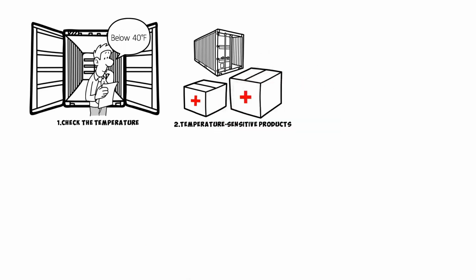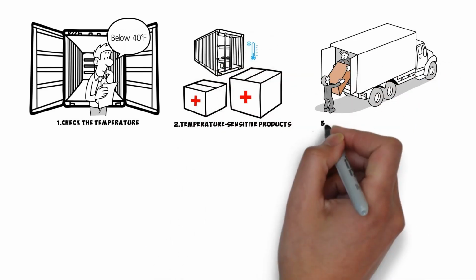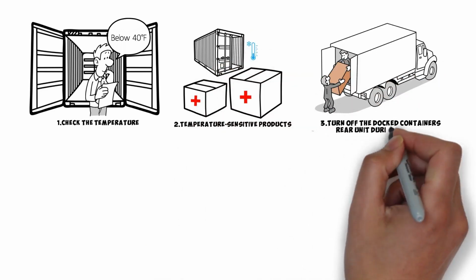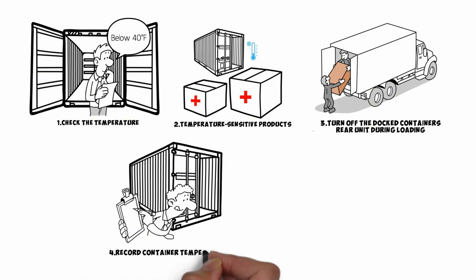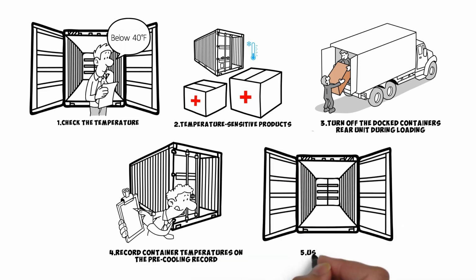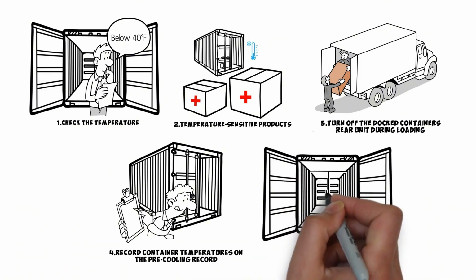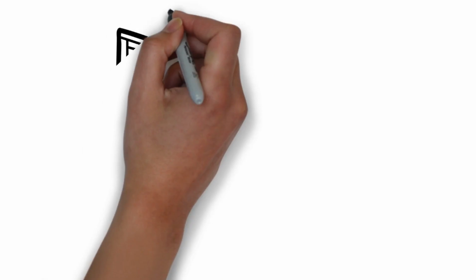Temperature-sensitive products must never be loaded on non-temperature controlled docks. Turn off the docked container's rear unit during loading. Record container temperatures on the pre-cooling record. Use bulkheads. These help to maintain the different temperature zones in the container.